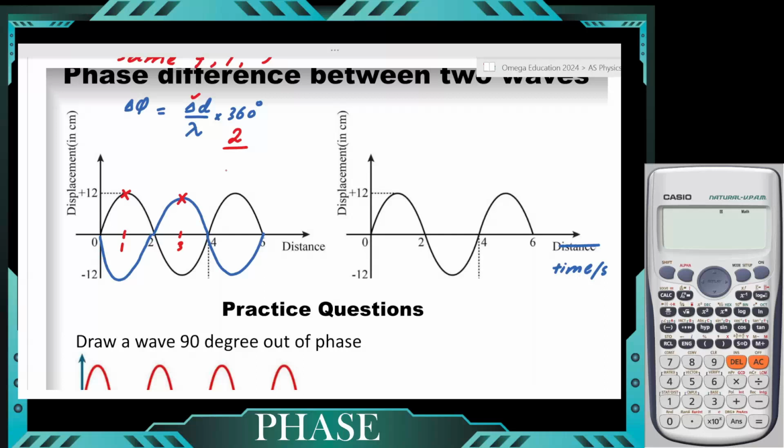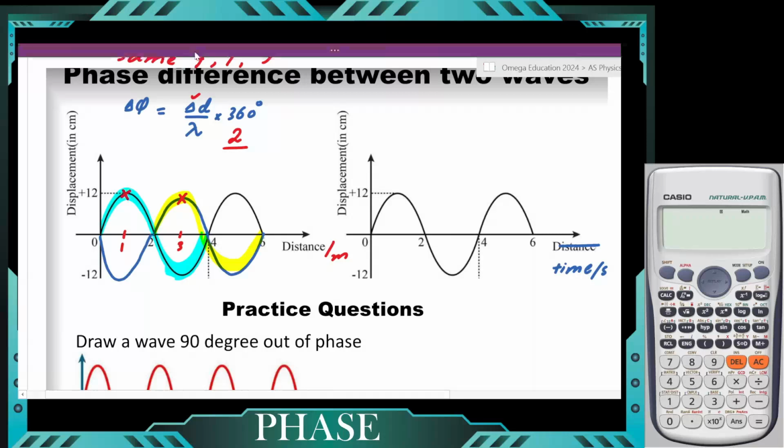So what is the wavelength? If you find the wavelength of the black one, it would be 4 meters. Let's say this axis is in meters. If you find the wavelength of the blue one, that is also 4 meters, because the blue wave also completes a cycle in 4 meters. So let's say the blue one starts from here and goes all the way till here, from 2 to 6, the wavelength is 4. Or if you consider the black one, it starts from here and goes all the way till here. How much distance is covered in one cycle? 4 meters. So the wavelength is 4.